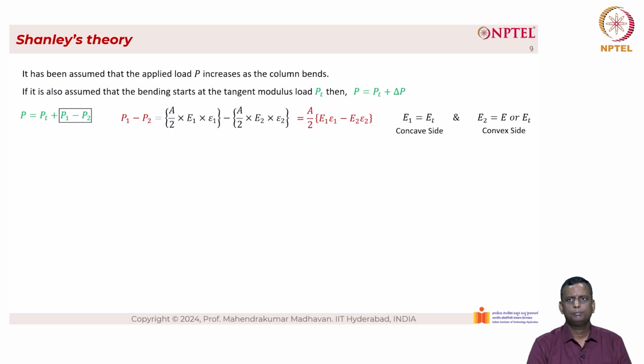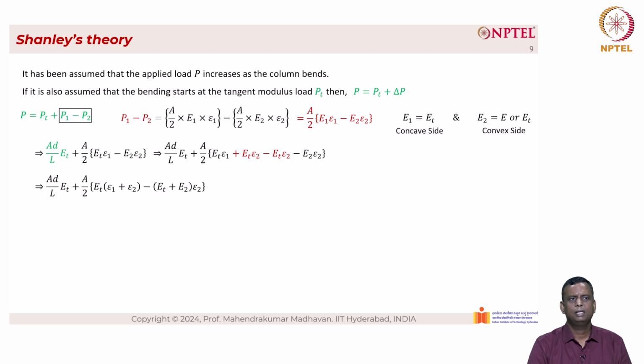E1 equal to E sub t because it is on the concave side, where E2 equal to E or E sub t depending upon whether strain reversal takes place or not on the convex side. So we have this equation further simplified as AD by L into E sub t plus A by 2 into E sub t into epsilon 1 minus E2 into epsilon 2, which again can be further simplified by adding and subtracting E sub t into epsilon 2. This gives rise to the equation AD by L into E sub t plus A by 2 into E sub t into epsilon 1 plus epsilon 2 minus E sub t plus E2 into epsilon 2.